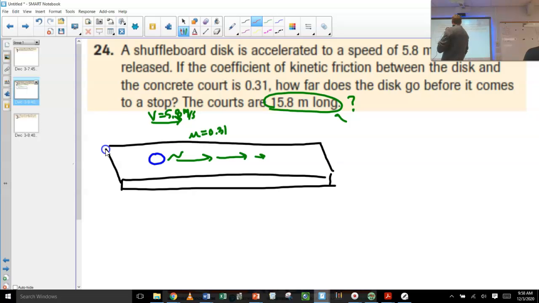So we want to know how far it goes. Well, that makes sense. How far does it go? It's probably not going to go, because then the answer, you'd be done right now, and the answer is 15.8. So I'm going to assume it's not 15.8. I think this is a number that we're never going to use. We want to know, how far does this thing go?